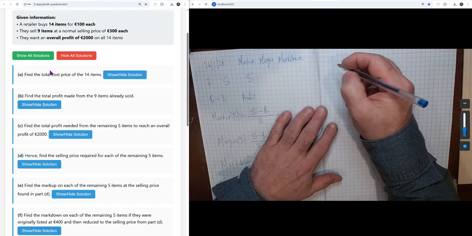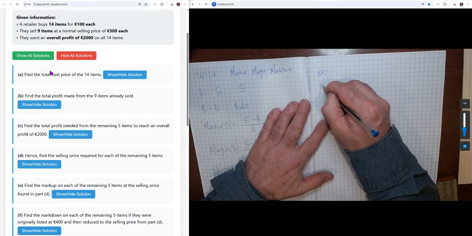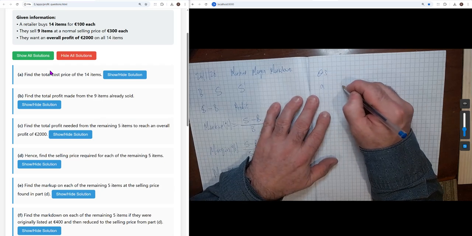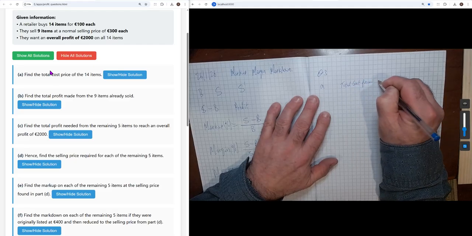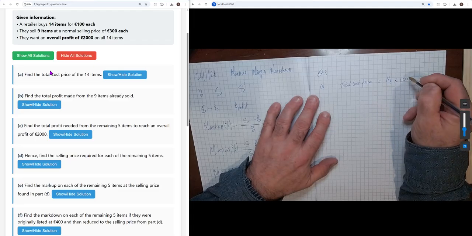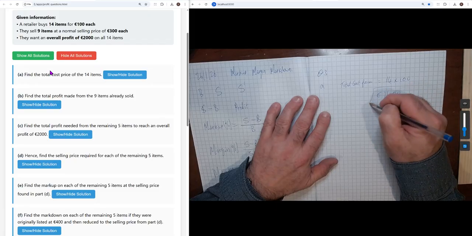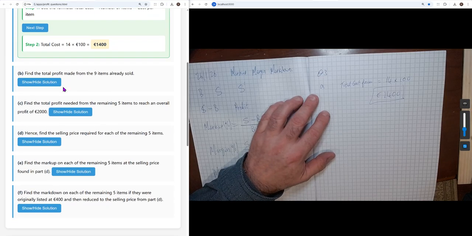So we'll start our answer here in handwriting. It's question 3A. Okay, the calculation is 14 by 100, but we want to write down the total cost price is calculated as 14 multiplied by 100. We can add 2 noughts to the 14. It's a money price. Okay, box it. That's that there. Next up, we have find the total profit made from the 9 items already sold.